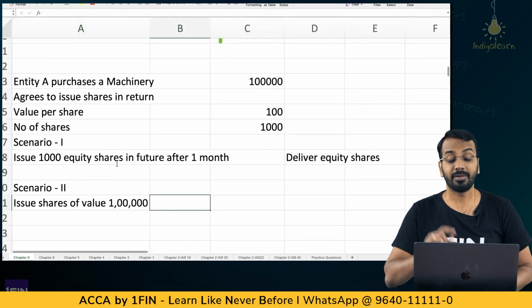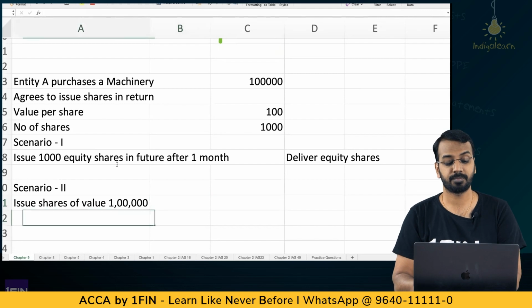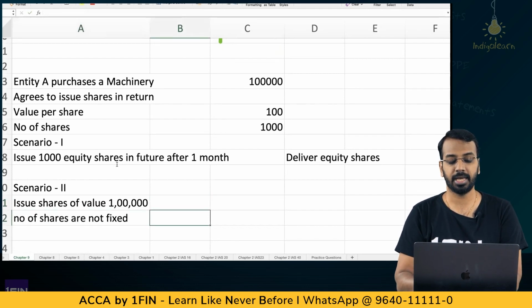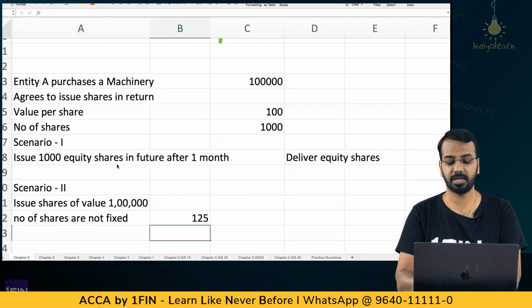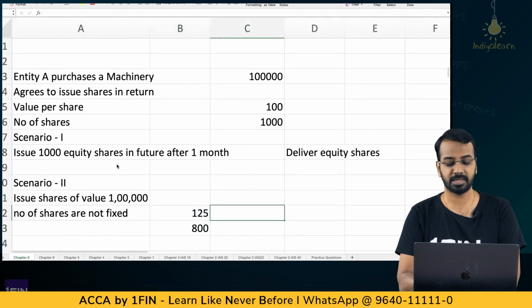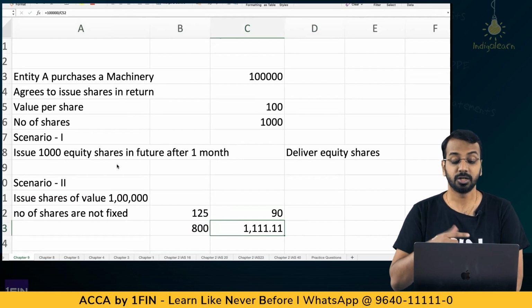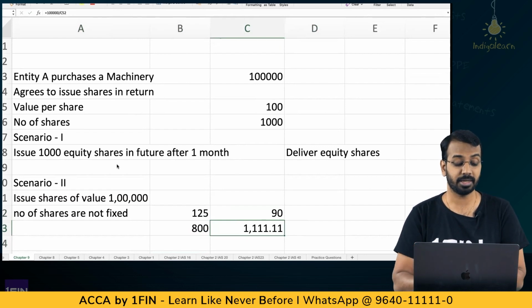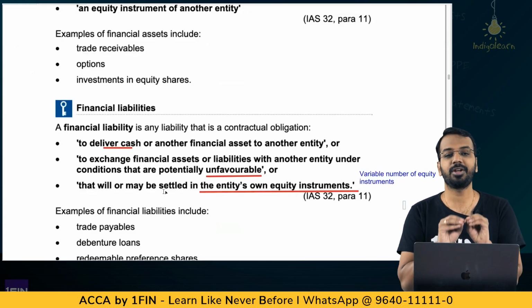Now, when I say I will give you shares worth 1 lakh, the number of shares is not fixed. So, let us say if the price is 125, then it will be 1 lakh divided by 125. If the price is 90, then it will be 1111, right. So, here the number of shares is not fixed. So, two things you have to keep in mind: if it will be settled in equity own instruments.